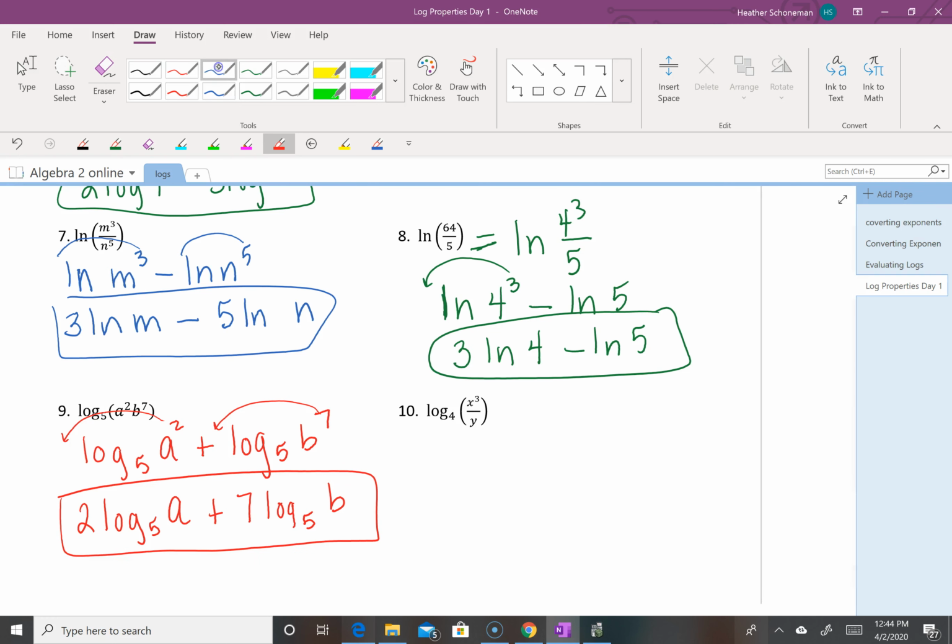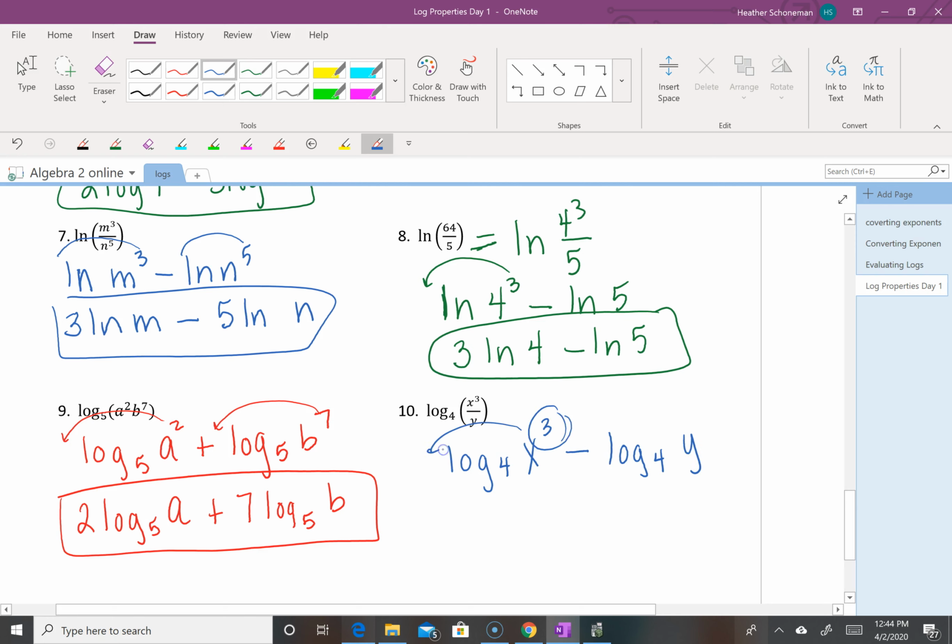Okay, let's try one more where the base is not a natural log. The base isn't the invisible 10. So this one is division, so that means subtraction. So I'd say log base 4 of x cubed minus log base 4 of y. But I've got an exponent, got to move it to the front. So I have 3 log base 4 of x minus log base 4 of y. And there's your final answer.